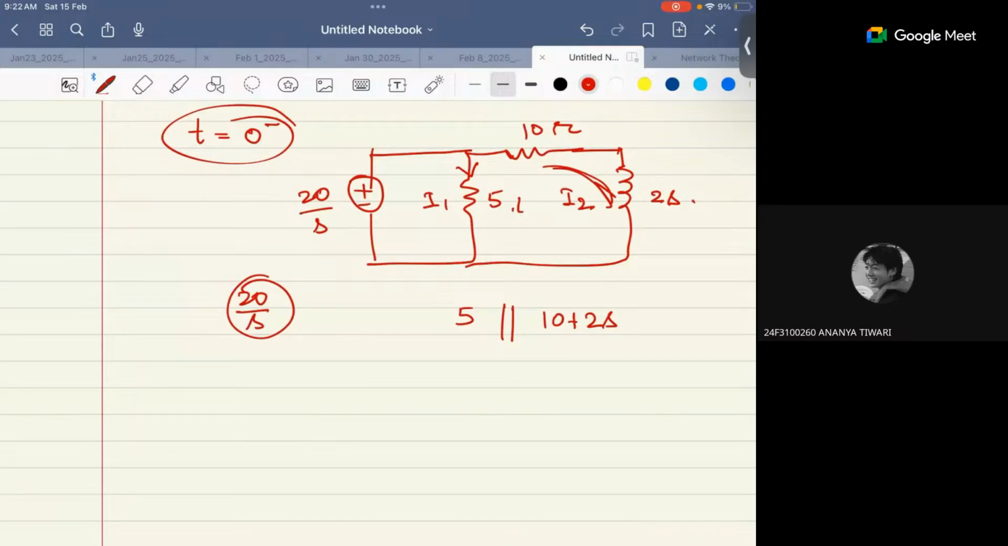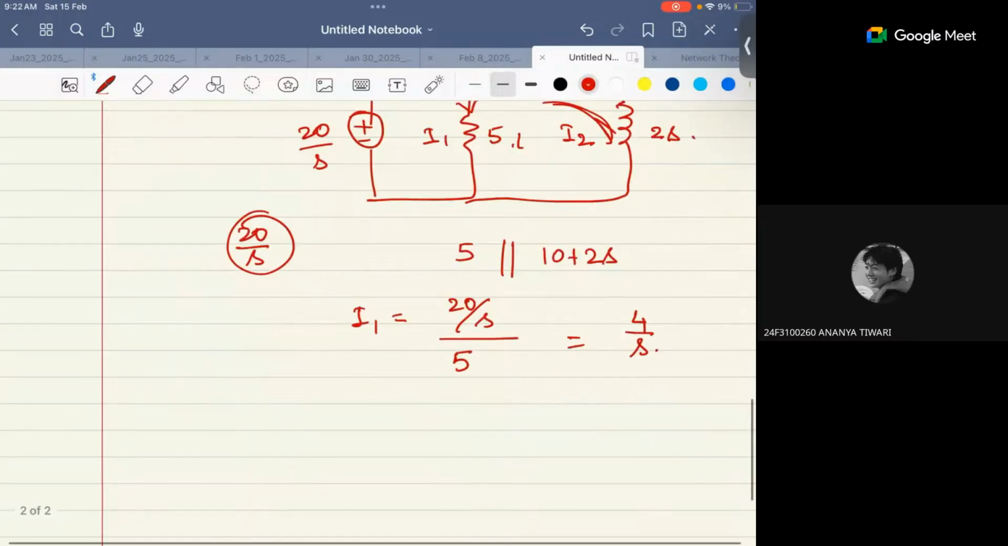Whatever equation you get, for example, if you have to find I1, what will be the equation? 20 by S divided by 5. So it will be 4 by S, correct? If you take the inverse transform, it will be 4 u(t), right?